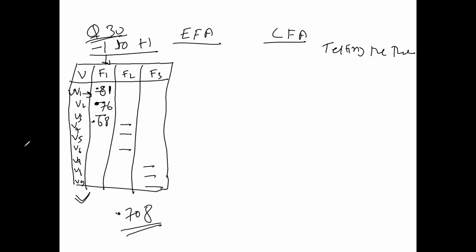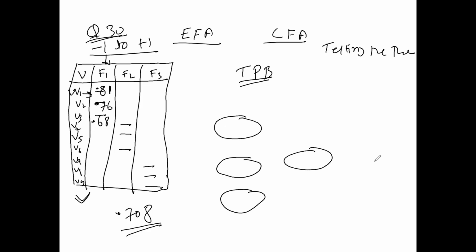Like the name of the theory, that is TPB, theory of planned behavior. And in the theory of planned behavior, there are 5 constructs. The first construct is attitude, then subjective norm, perceived behavioral control, purchase intention, and purchase behavior.